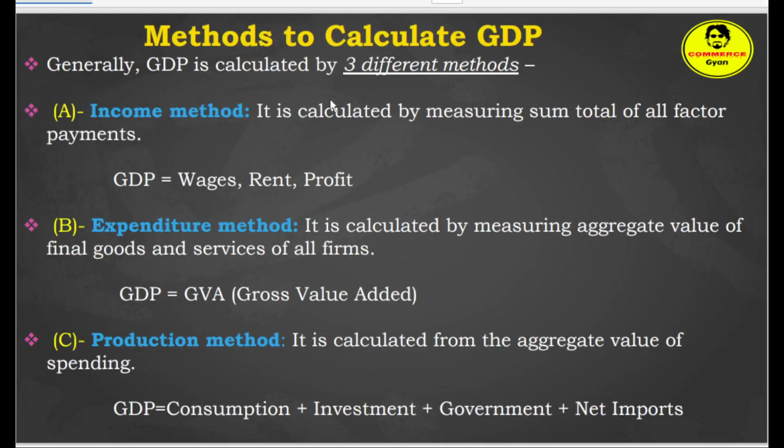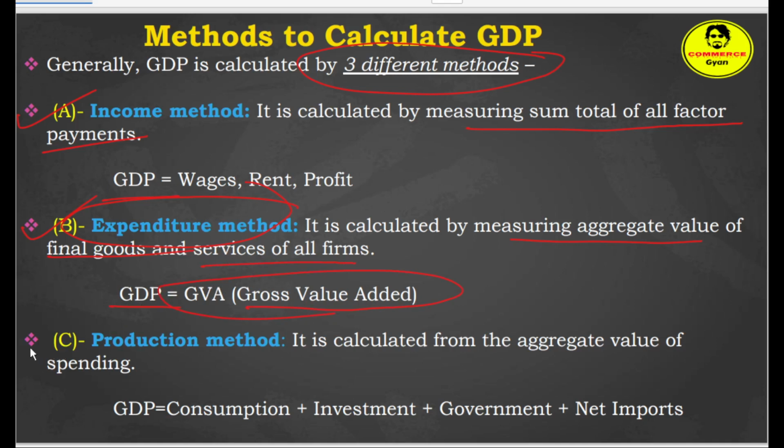Next, we have the methods to calculate GDP. We have three methods. The first one is the income method. In the income method, it is calculated by measuring the sum total of all the factor payments, for example wages, rent, profit, etc. In the second method, the value added method, it is calculated by measuring the aggregate value of final goods and services of all the firms. Here GDP equals GVA, that is the gross value added, right?